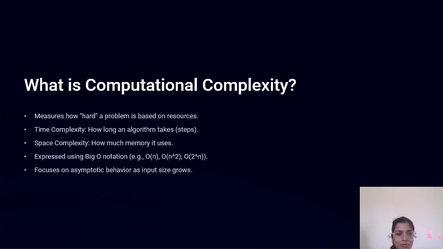So, computational complexity measures how hard a problem is based on the resources. It also makes us understand how long an algorithm takes, like time complexity, and space complexity, how much memory it uses. It is usually expressed in terms of big O of n, big O of n square, big O of 2^n.